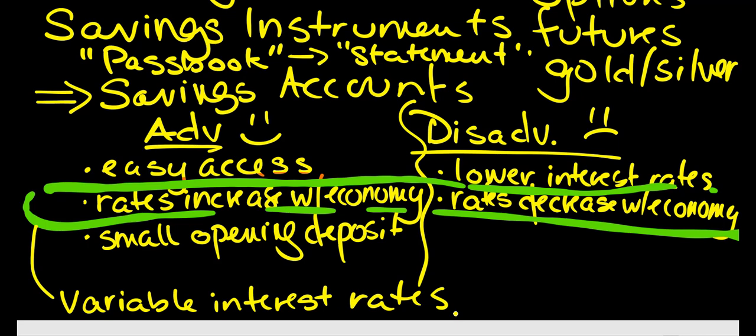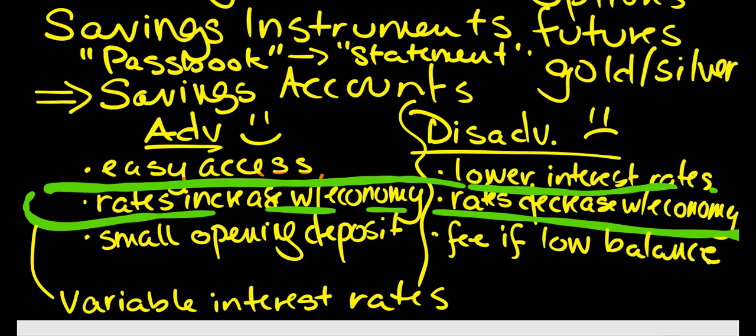And then one more disadvantage is that they may charge you a fee if your balance drops below a certain level. Now, usually on a student account, they won't do that. They'll waive all those fees. But on a regular account, they might charge you a fee. Let's move on to our next type of savings instrument.